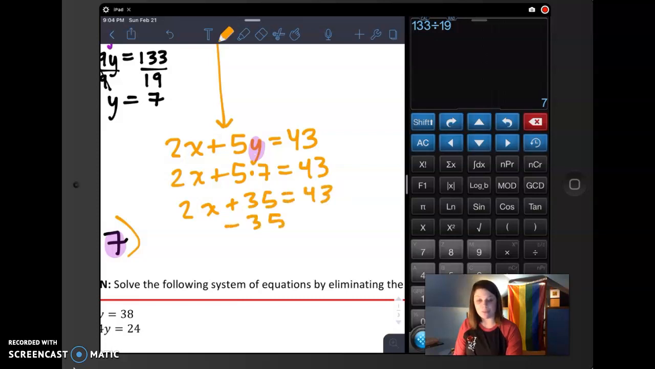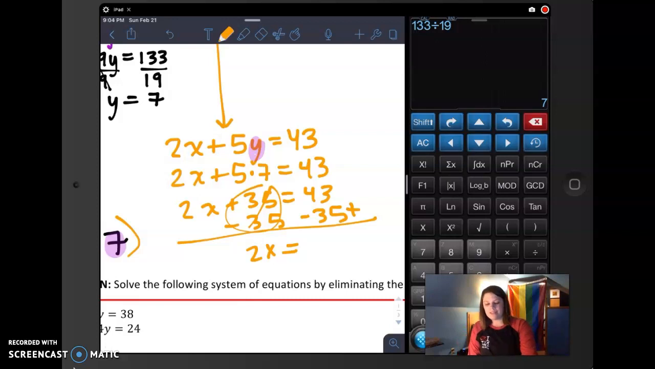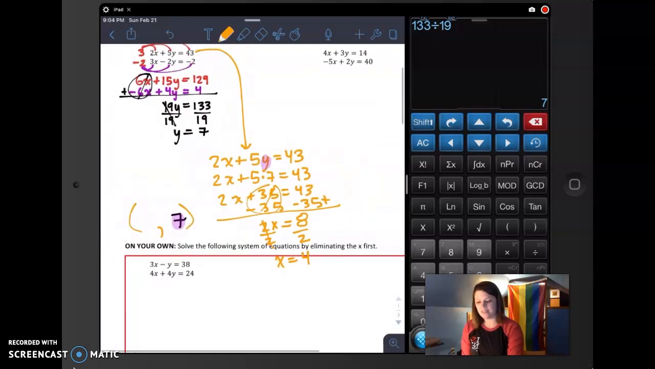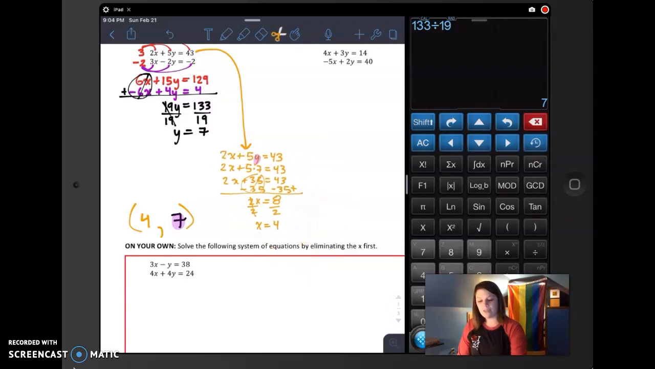Subtract 35 from both sides, and that creates a 0. So now we have 2x is equal to, remember we're always adding from top to bottom, so this would be +8, and we're going to divide by 2 on both sides. So x is equal to 4. So we got our x, we got our y, and we're done with this. Let's see one more example of how this works.